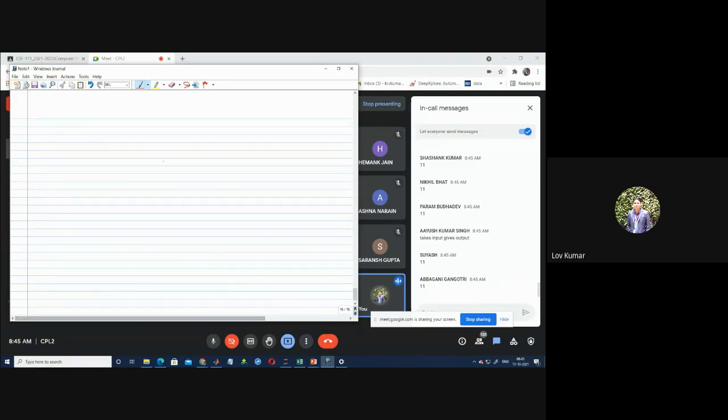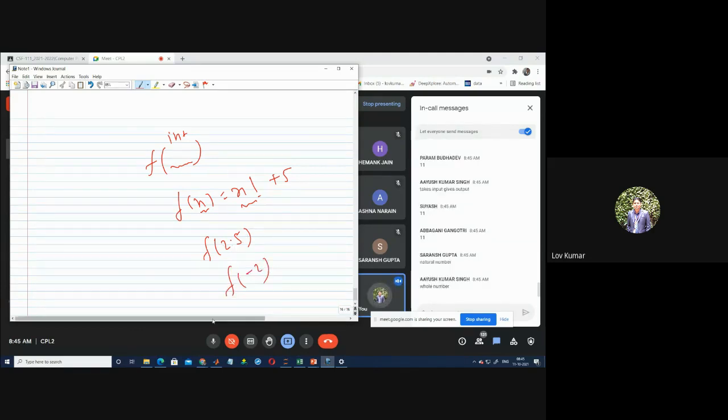Declaration means it will contain the name of the function, and what type of value it will take as an input. For example, if you define one function f of x equal to x factorial plus 5, what value can it take? Can we calculate the value of f of 2.5? No. Can we calculate f of minus 2? No, we cannot calculate the factorial of a negative number.